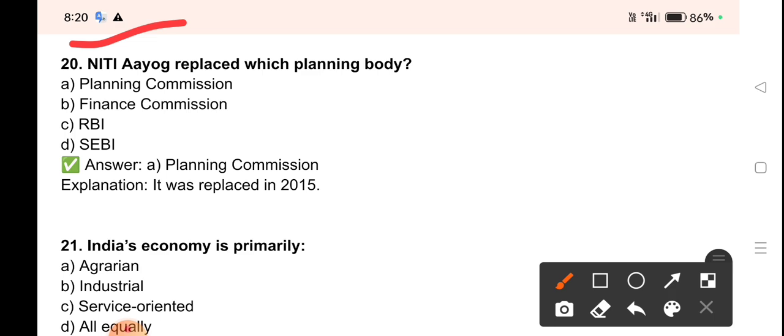Niti Aayog replaced which planning body? Planning Commission. Niti Aayog replaced the Planning Commission. It was replaced in 2015.